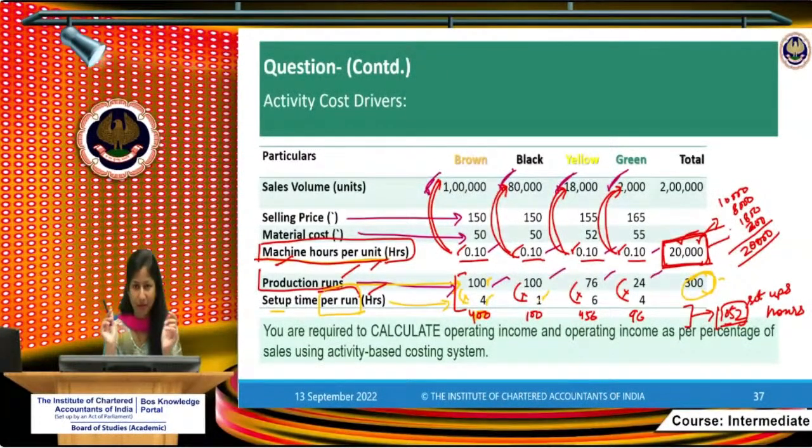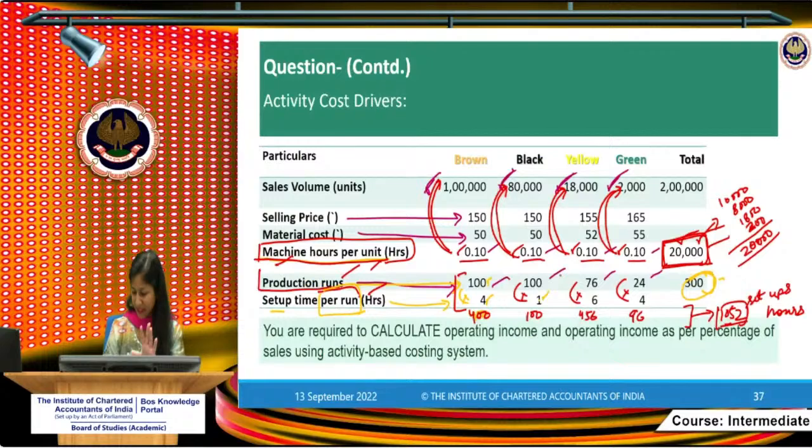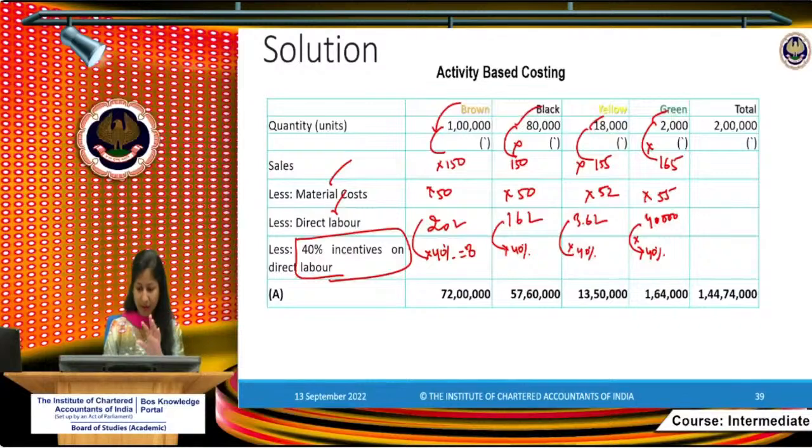So up to this is clear. We have divided each and every expense relating to the depreciation, maintenance, and energy by 20,000, which came to 80, 40, and 20. So these were the cost driver rates we had calculated. Sorry. Figures we have already put here. Sales figure. These figures we have, hold on.